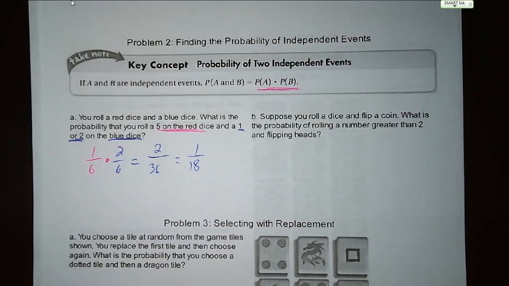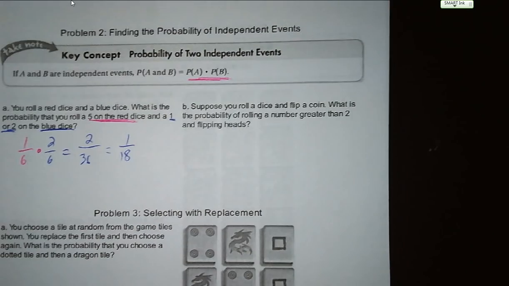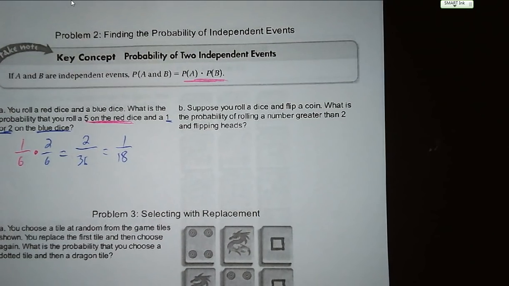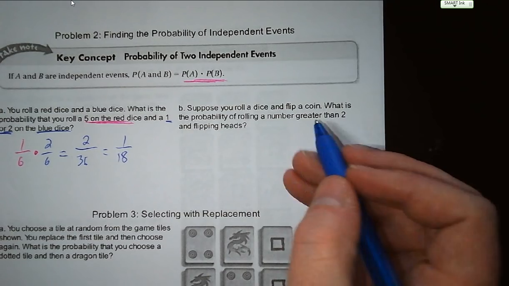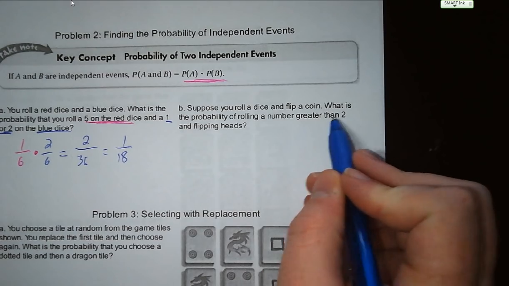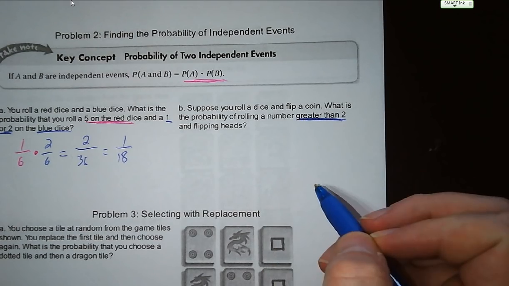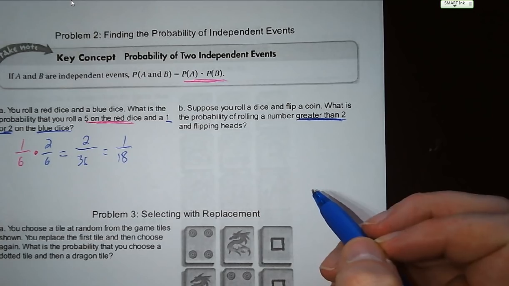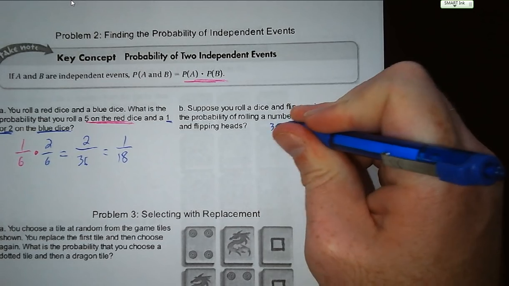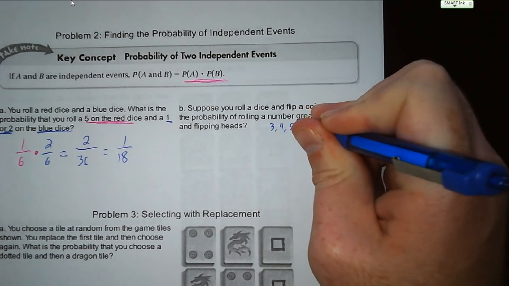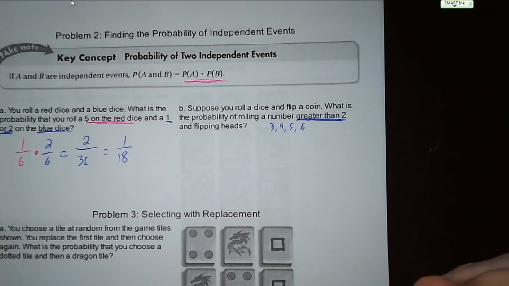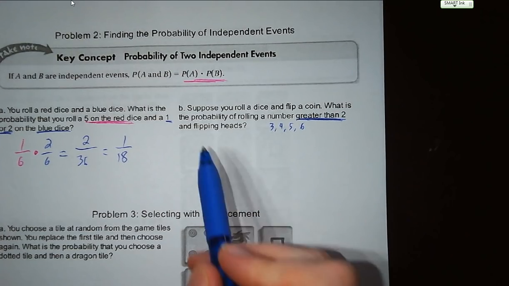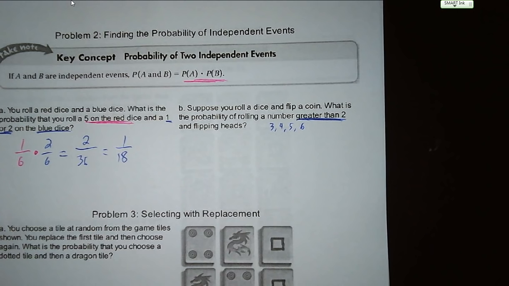Okay, so now suppose that you roll a dice and flip a coin. What is the probability of rolling a number greater than 2 and flipping heads? So we have a number greater than 2 on a dice. What are our possible combinations for that? Well, that'd be 3, 4, 5, or 6. Greater than 2. And we're flipping a coin, and we want to know if we flip heads.